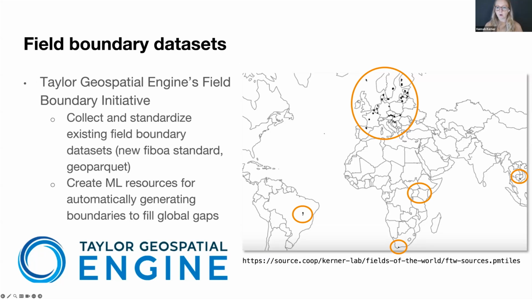So here I've circled in orange all of the places where we've collated existing field boundary data sets, and you can see that it is like just a tiny, tiny sliver of the globe. So we want to be able to use machine learning methods to automatically predict those polygon data sets where they don't exist from the satellite data, which is available globally.